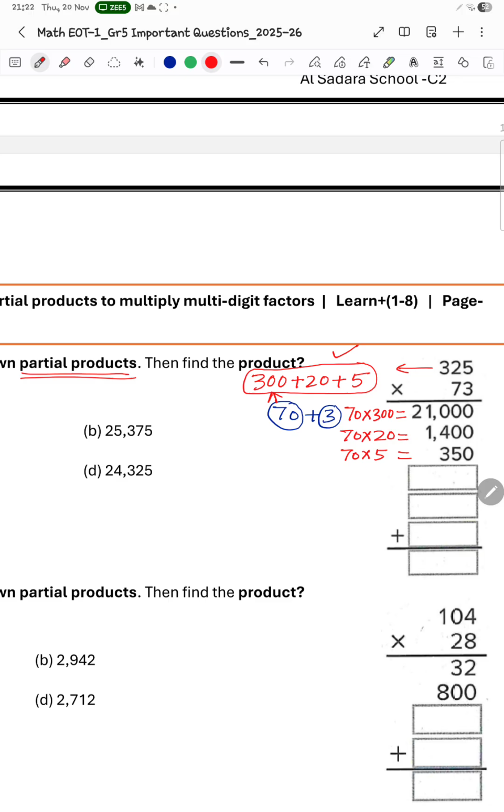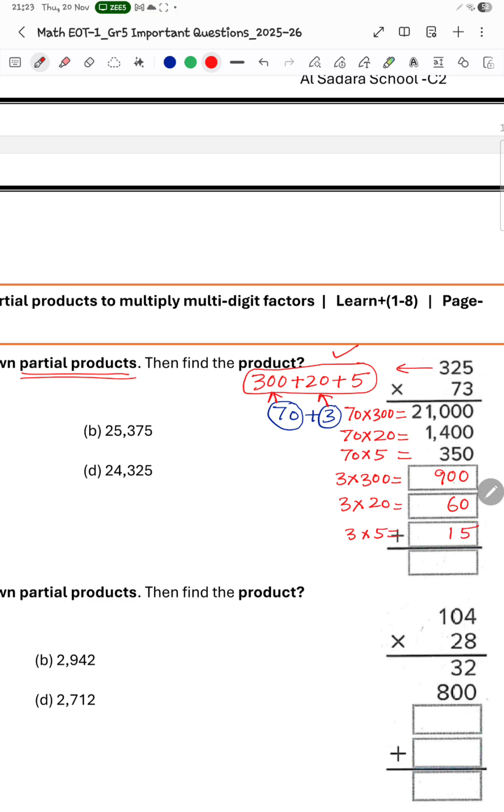Now similarly we will do with the 3 also. 3 times 300. This will give you 900. Then 3 times 20. It will give you 60. And then 3 times 5. It will give you 15.